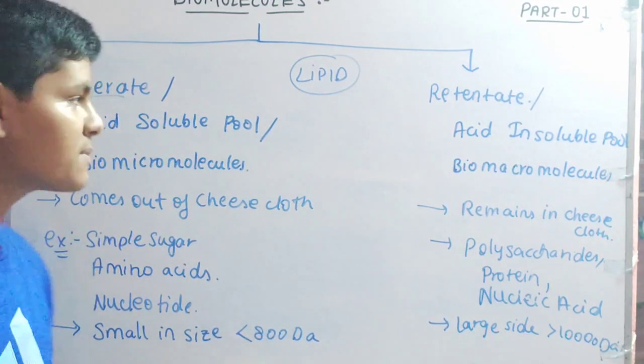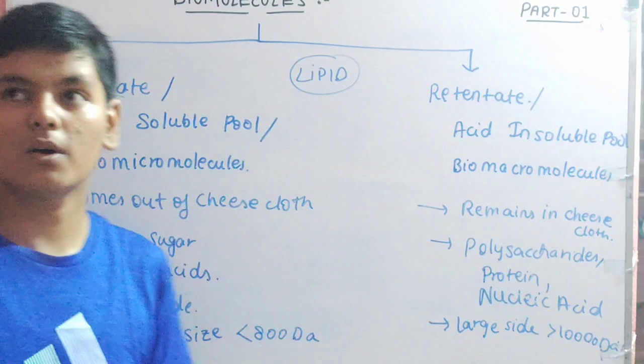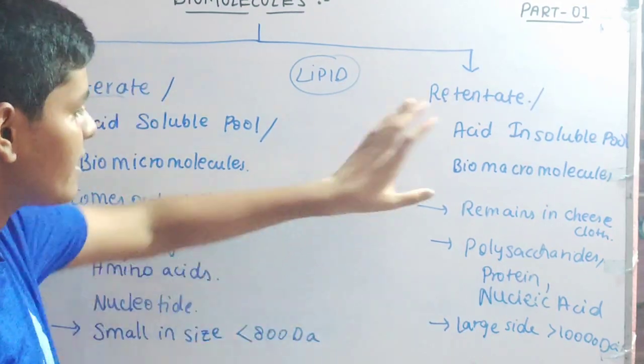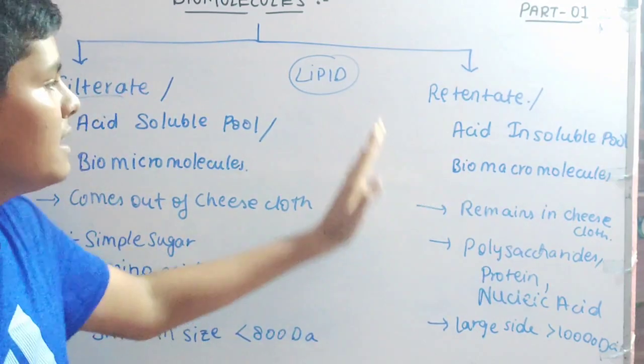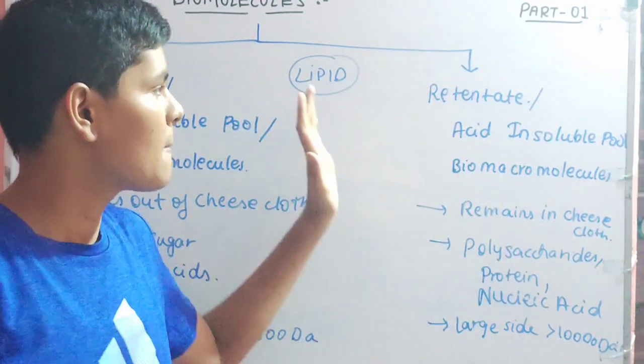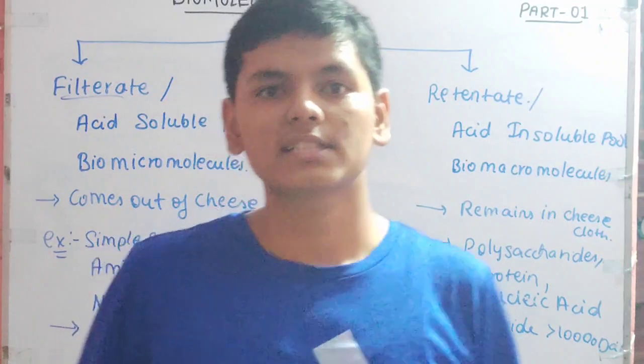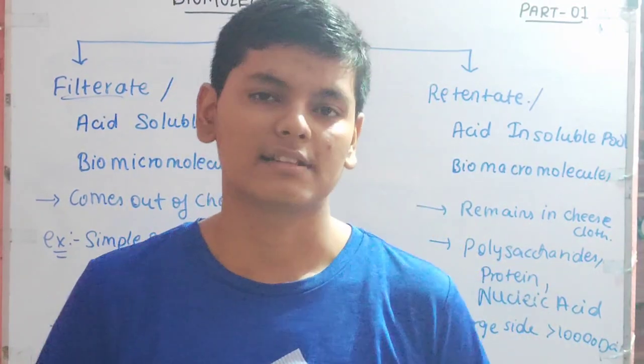They are small in size, of course, because that is the reason why they are able to come out of the cheesecloth. And then we have the retentate, which is large in size, more than 10,000 daltons. They will remain in the cheesecloth and they are known as retentates. Now let us discuss the strange case of lipids.